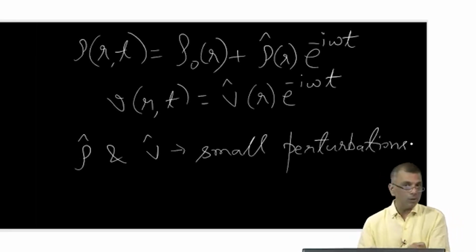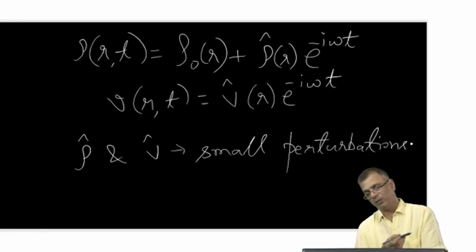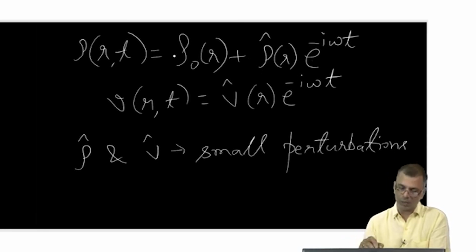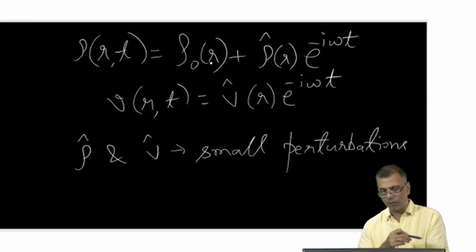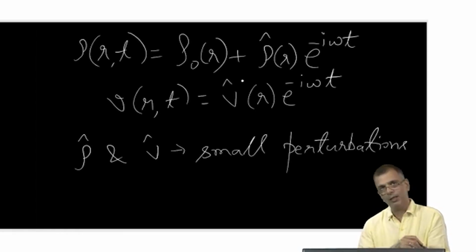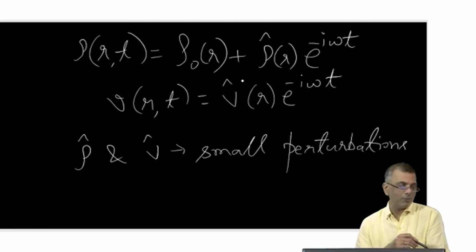Okay. And we know, while linearizing and everything, what the meaning of this word, small perturbations, is. In other words, this entire term is very small in comparison with this. So, we allow for the fact that the solar wind starts with a small velocity v hat from the surface, and we see what happens.